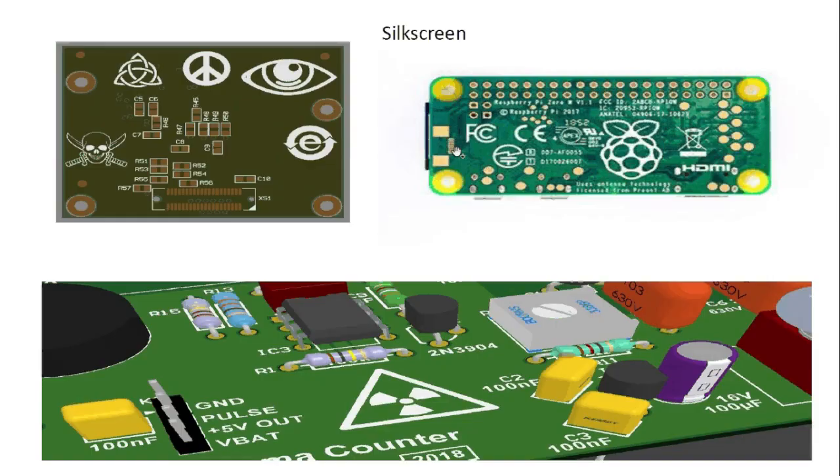Now the next is silkscreen. Whatever we are seeing in white color on the board is because of the silkscreen. The purpose of the silkscreen is to add information onto the PCB. Information such as component outlines, text, logos, symbols, branding information, all this stuff. Silkscreen can be added on both sides. It is up to us where we add our information.